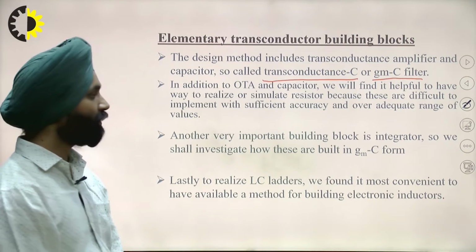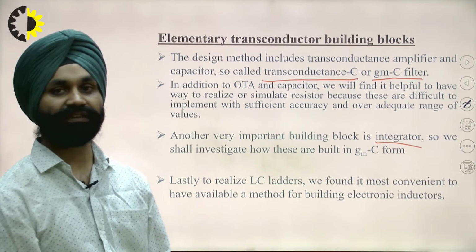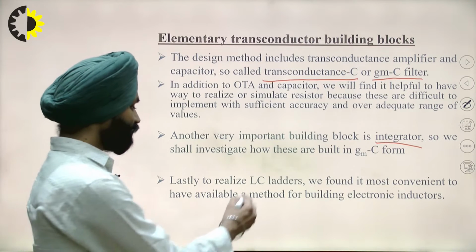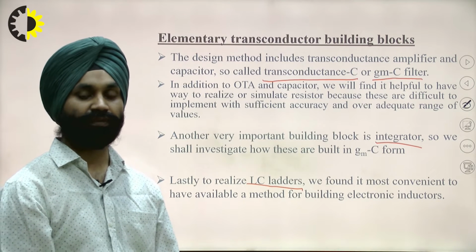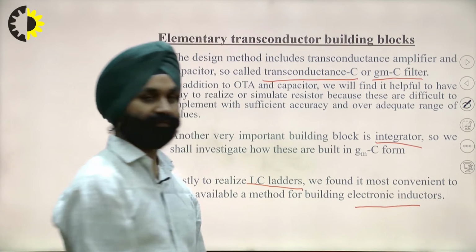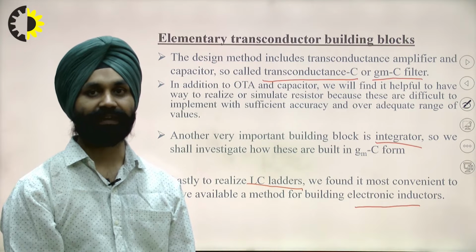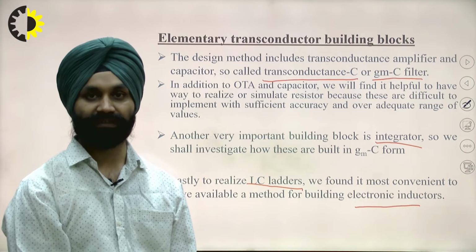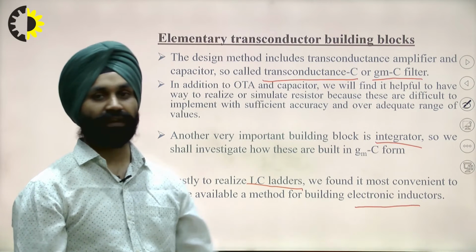Another important building block is the integrator that can be created using this transconductance C amplifier. So we can realize LC filters, LC ladder filters, which can be designed using electronic inductors. So we can use transconductance for creating GMC filters as well as LC ladders, resistors, etc. All can be created using electronic inductors.